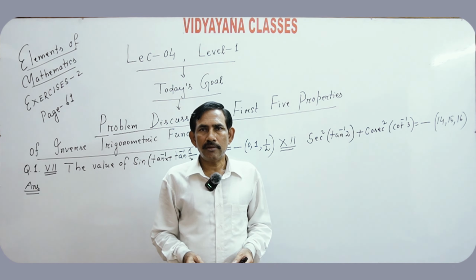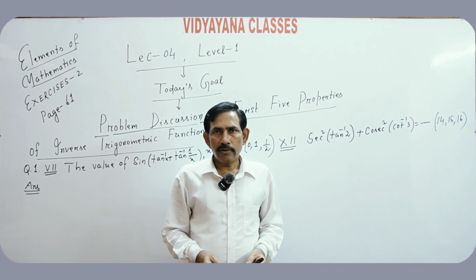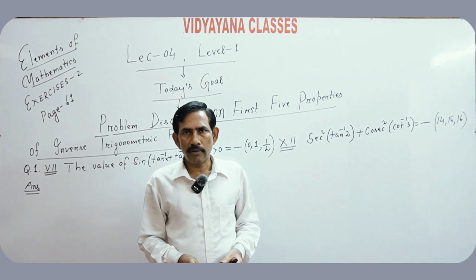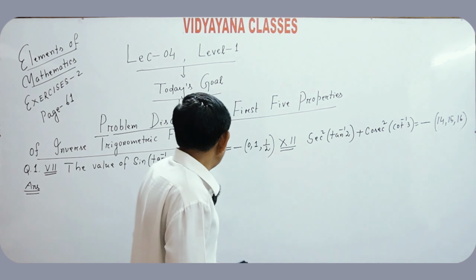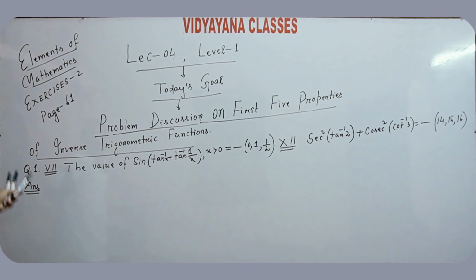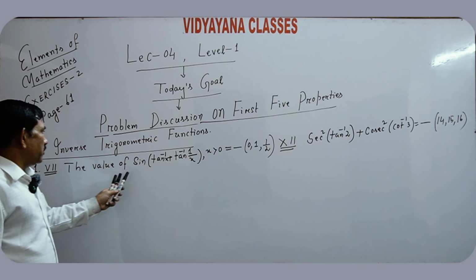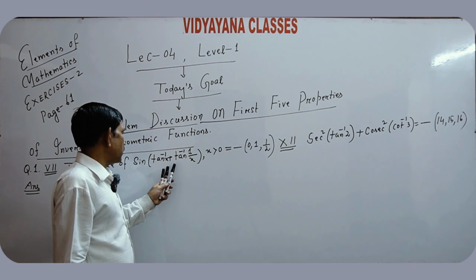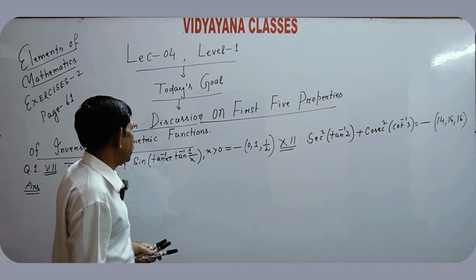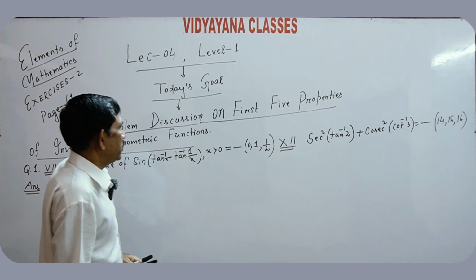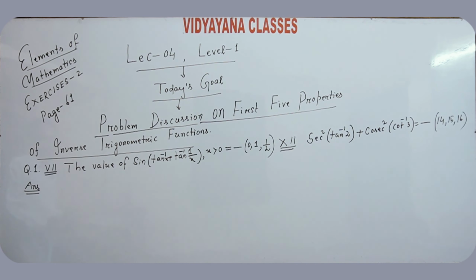Today we will discuss some problems using the first 5 properties of inverse trigonometric functions. Elements of Mathematics, Exercise 2, page number 61. Question number 1, 7th bit. The value of sin(tan inverse x plus tan inverse 1 by x), where x is greater than 0, is equal to dash. Options: 0, 1, half. Answer.